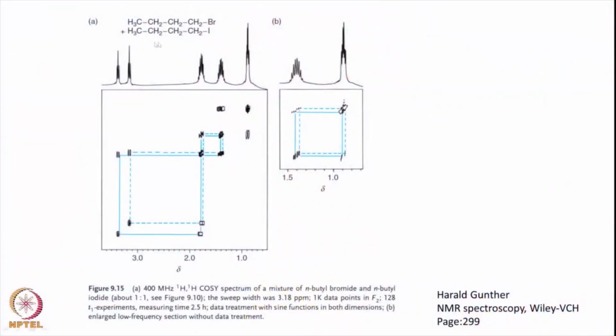Okay. So here is a spectrum of a mixture of two molecules, CH3 CH2 CH2 CH2 Br and CH3 CH2 CH2 CH2 I. This is the same proton network, but I have a substituent which is different here. The reason why I am showing this is to show the power of the COSY experiment, how useful it is in identifying correlations when there is high overlap of peaks.